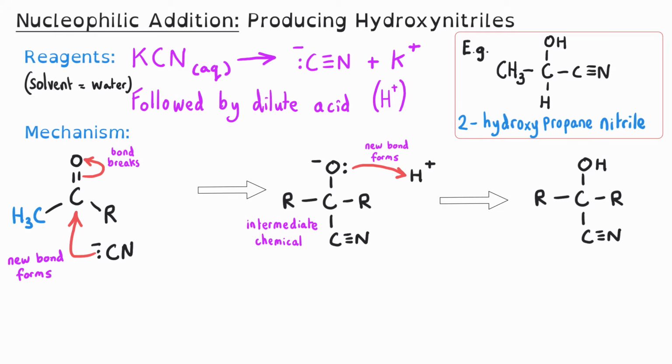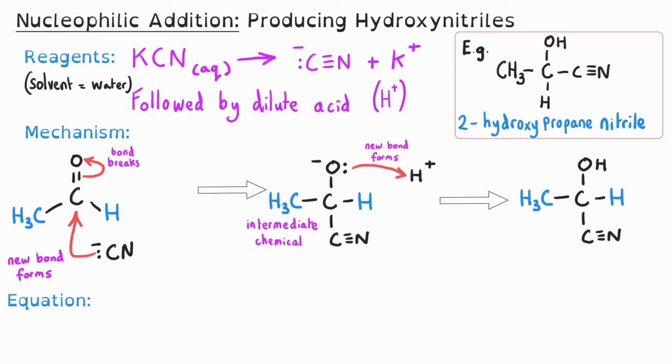Now, if in this mechanism we had used ethanal, that means we would have had a CH3 group in place of one of these R groups and a hydrogen in the other position. That means our intermediate would have looked like this. Again, we're just literally swapping those R groups out and the CH3 and the hydrogen in. And we do the same with the product. And you can see, in fact, that the first product that we have made is the 2-hydroxypropane nitrile from before.